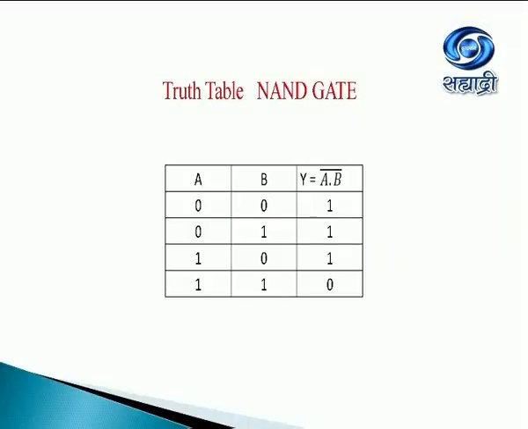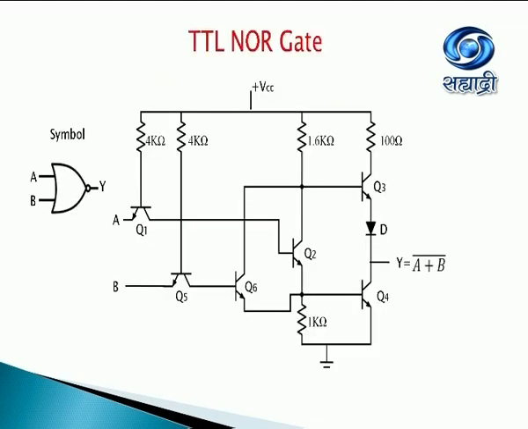In previous lecture, we have seen TTL NAND gate. So this is the truth table for TTL NAND gate. So when A and B are 0, output is 1. So 0, 0, 1; 0, 1, 1; 1, 0, 1; 1, 1, 0. So this is the truth table of NAND gate.